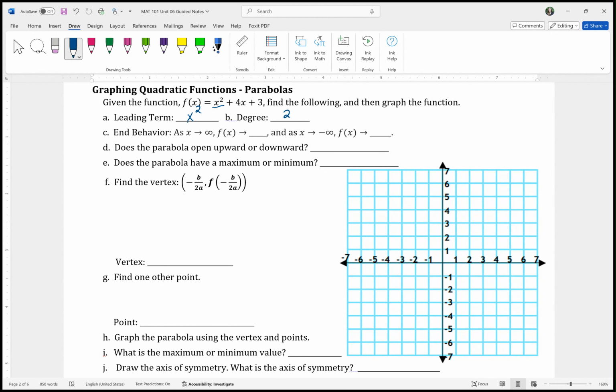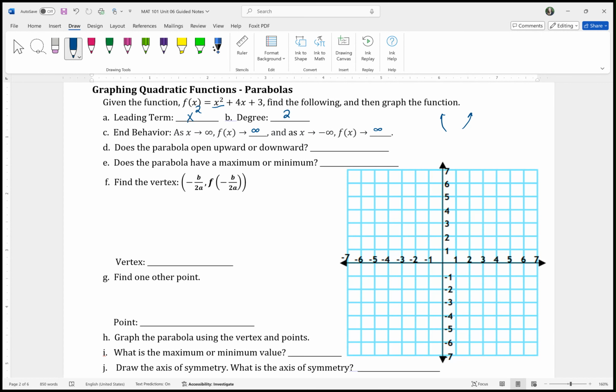Again, thinking back to end behavior, if we have a positive even degree, we are looking for a parabola that has both sides going up. If we're going up, the y values are going to infinity. So in end behavior, as x approaches infinity, f of x, or y, also approaches infinity. It's going up. And as x approaches negative infinity, f of x, or the y values, are also approaching infinity, or going up.